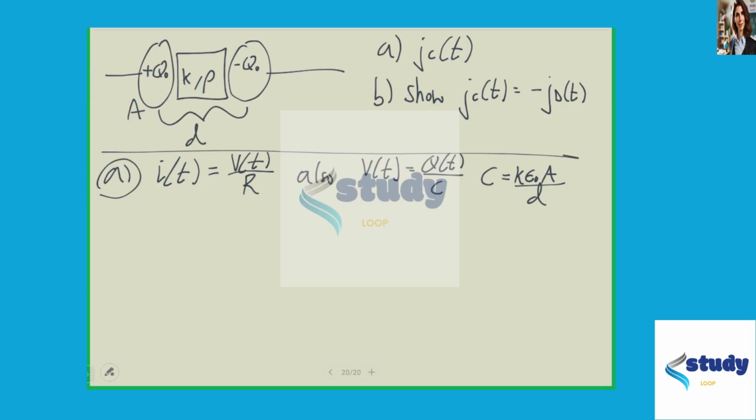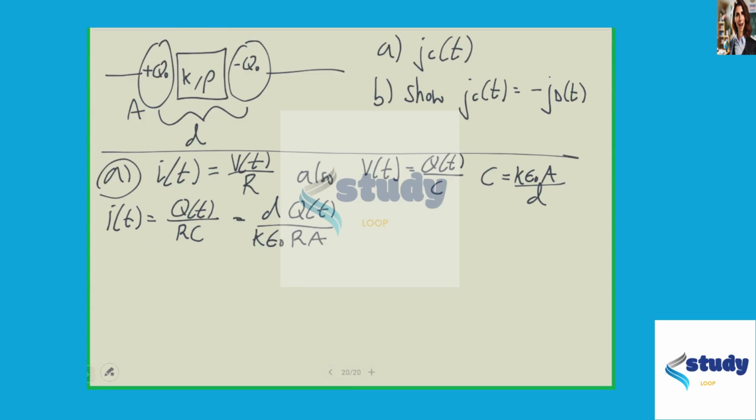And so let's just start substituting them into each other. So the current is, let's substitute the voltage into here. So this is going to be the charge divided by RC. And then the capacitance is going to give us D upstairs, because C is downstairs, times the charge divided by K epsilon naught R A.